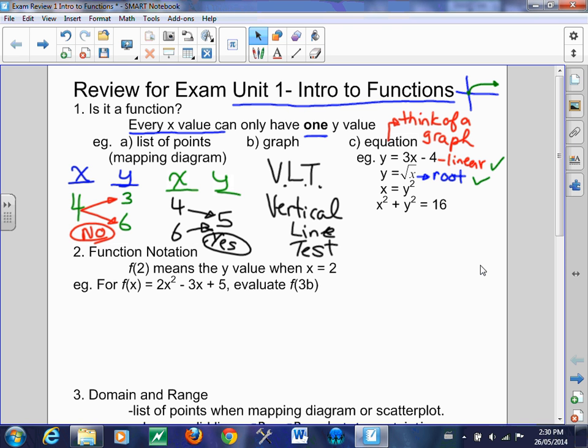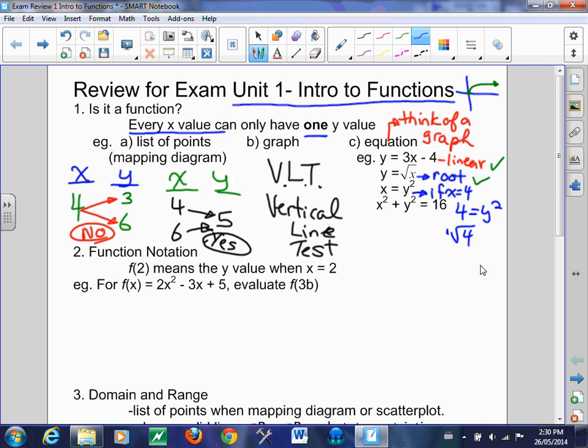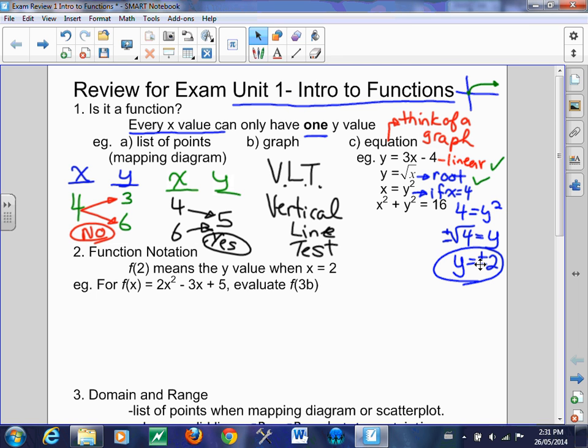Okay. The next one is x equals y squared. Okay. Well, you could test it by taking a look at a value. So what if we sub in a value? What if we let x equal 4? Okay, so it's going to be 4 equals y squared. How do you get y by itself? Take the square root of both sides. And when you take the square root of 4, remember you got to take the plus or the minus. So y could be plus or minus 2. So in this case, is this a function? And the answer is no.